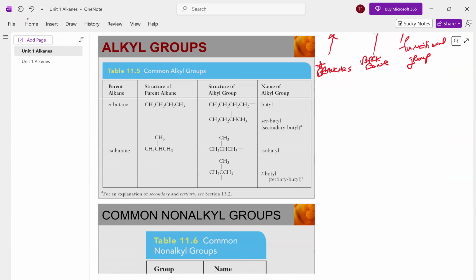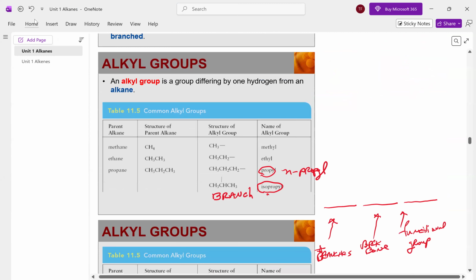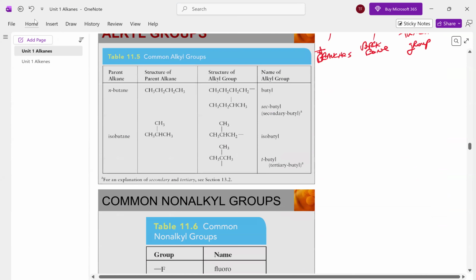Now, I'm going to hold you to these guys, but not these guys. I want you to understand it. You don't need to memorize them.